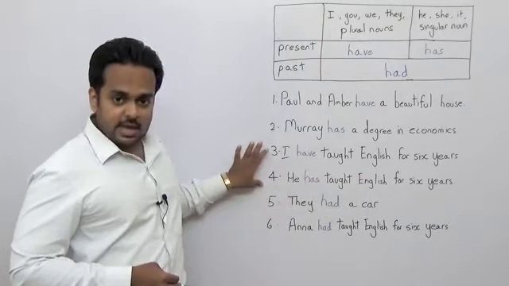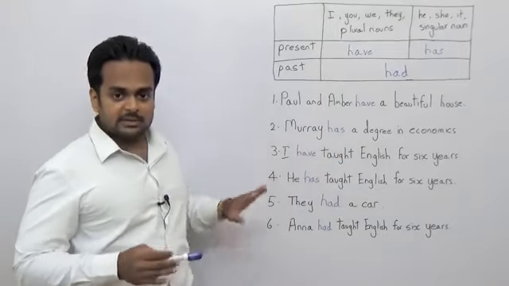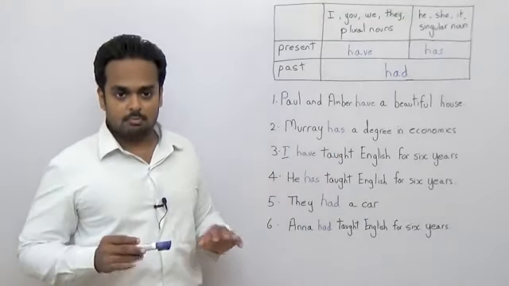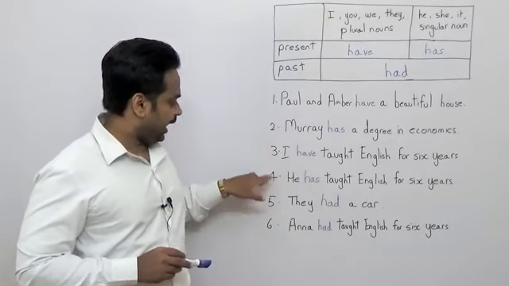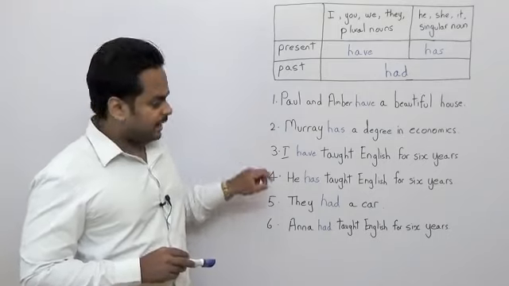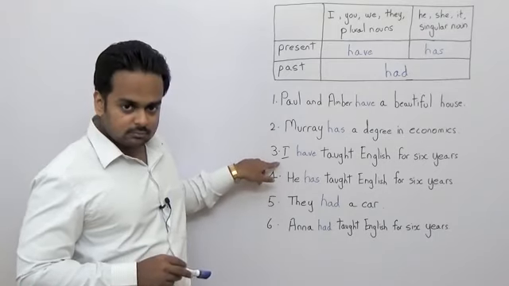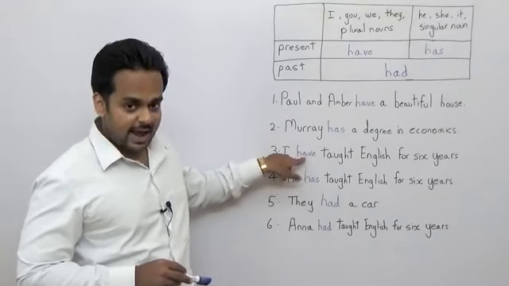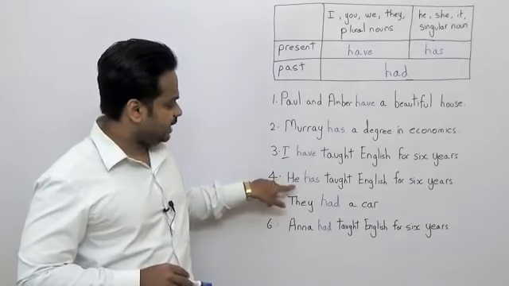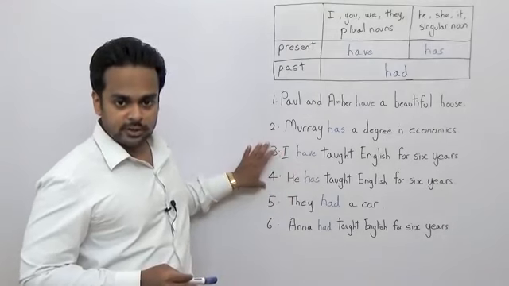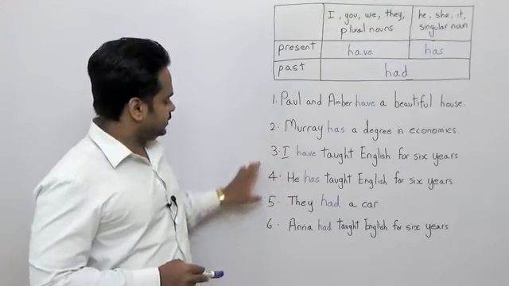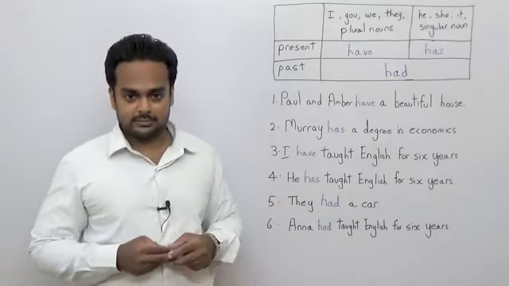Now, both of these sentences are basically just the same. The only difference is the subject, which is I here and he here. But because the subject is I, the verb is have, and because the subject is he, the verb form becomes has. That is the only difference here.